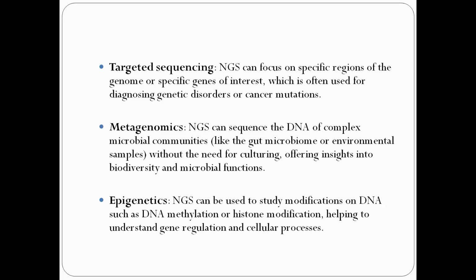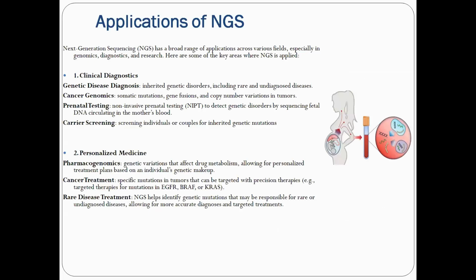And also in metagenomics, NGS can sequence the data of complex microbial communities like the gut microbiome. The gut microbiome is everywhere now because it has been linked to a lot of diseases. The sequencing of these microbial communities is now providing answers to a lot of health conditions. And in epigenetics, it can be used to study modifications on DNA, such as DNA methylation or histone modification, which helps in understanding gene regulation and cellular processes.